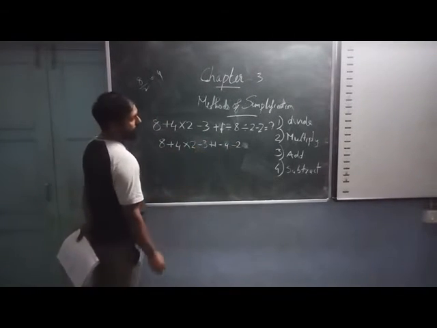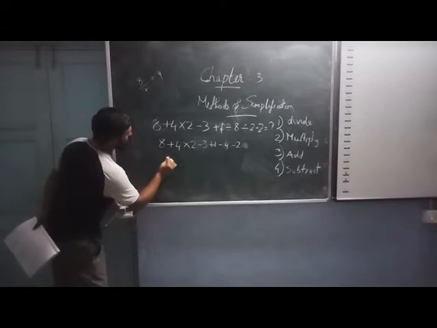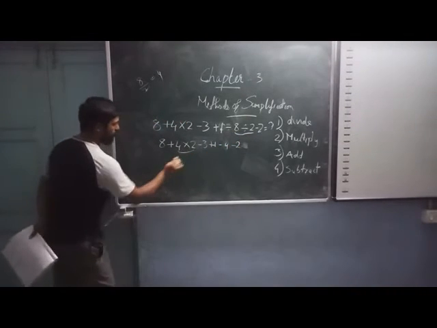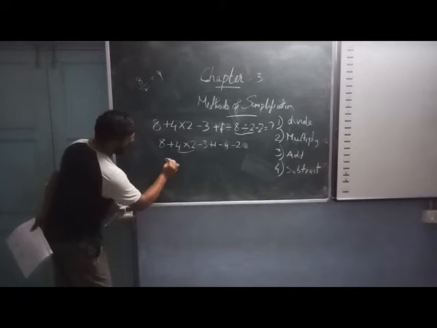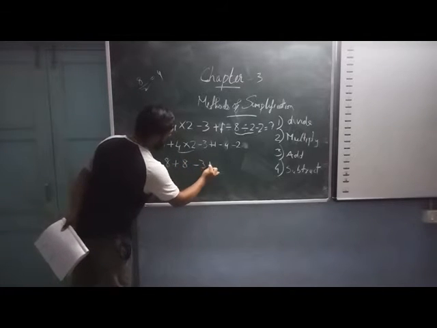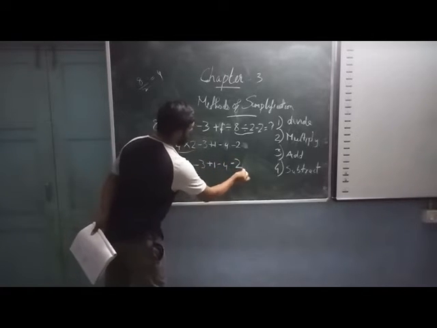Now the second operation is multiplication. So now you multiply 4 into 2. So 8 plus 8 minus 3 plus 1 minus 4 minus 2.